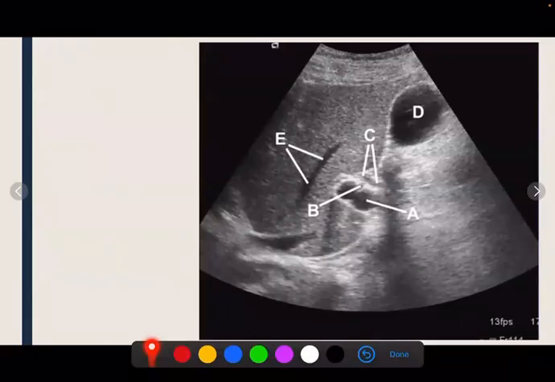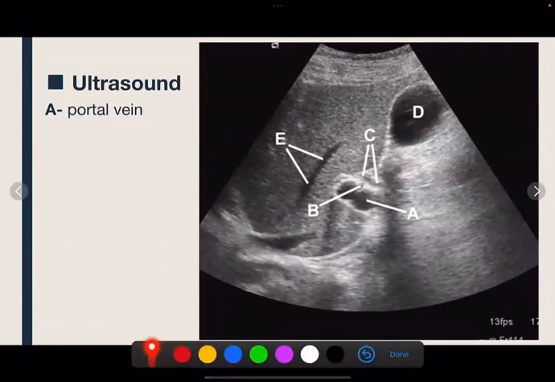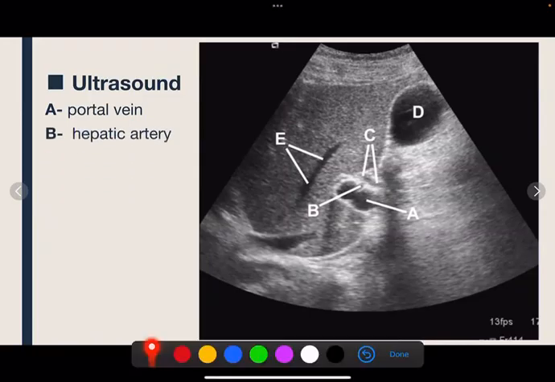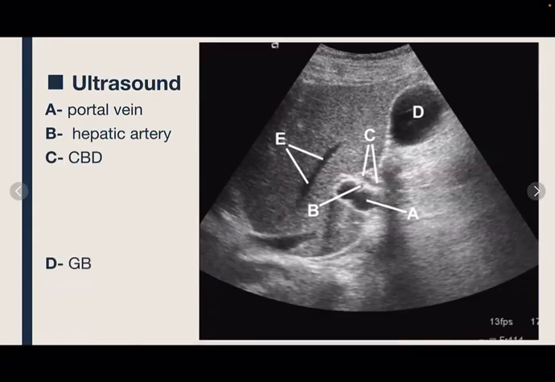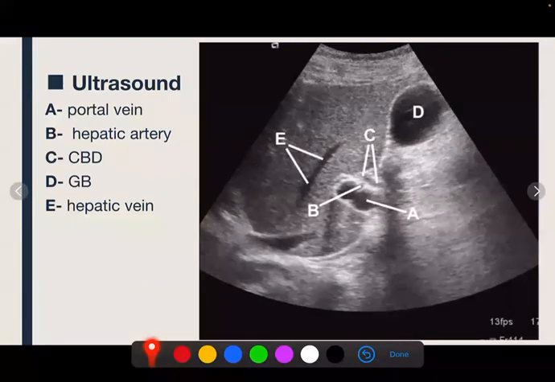Letter A, portal vein. Portal. Hepatic artery. CBD. CBD. Gallbladder. Hepatic vein.